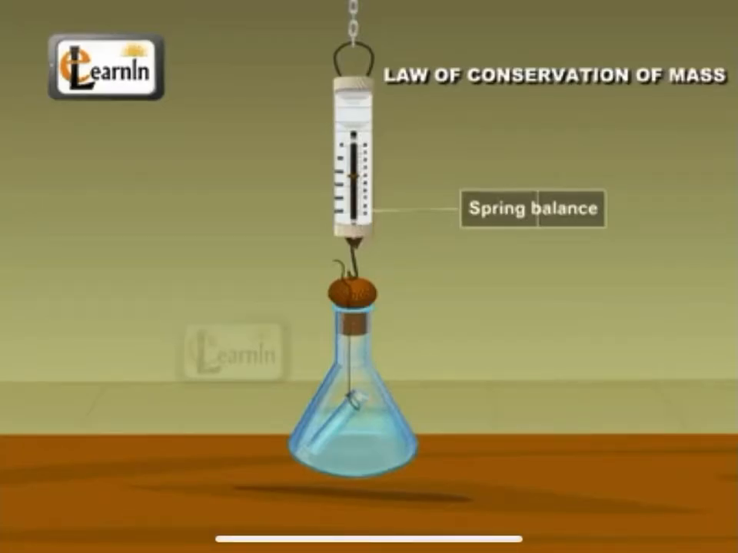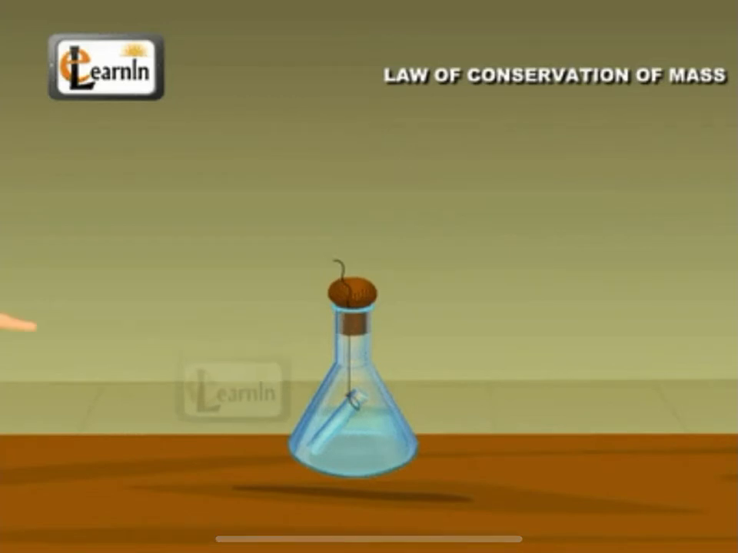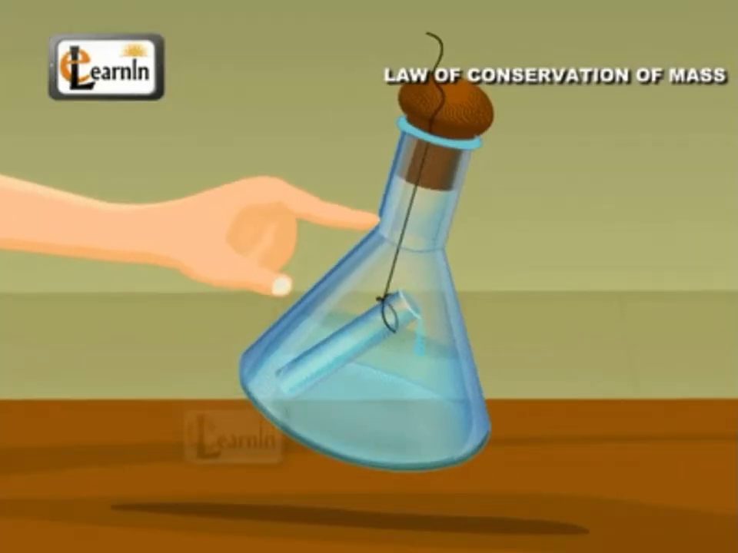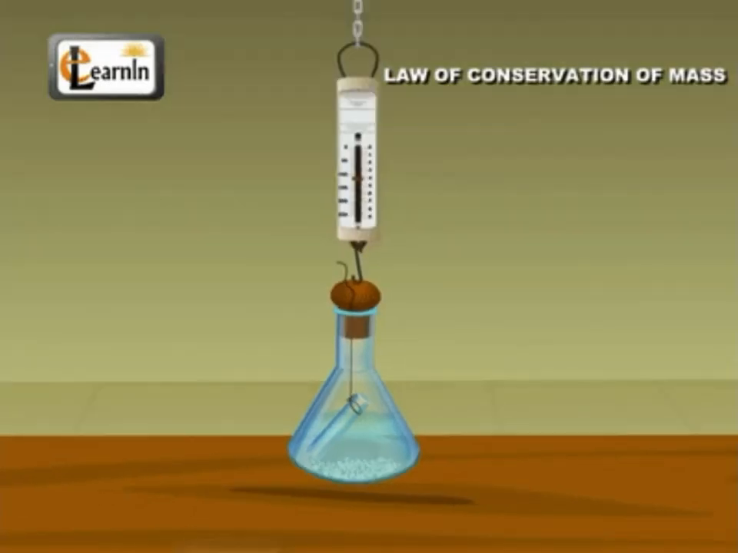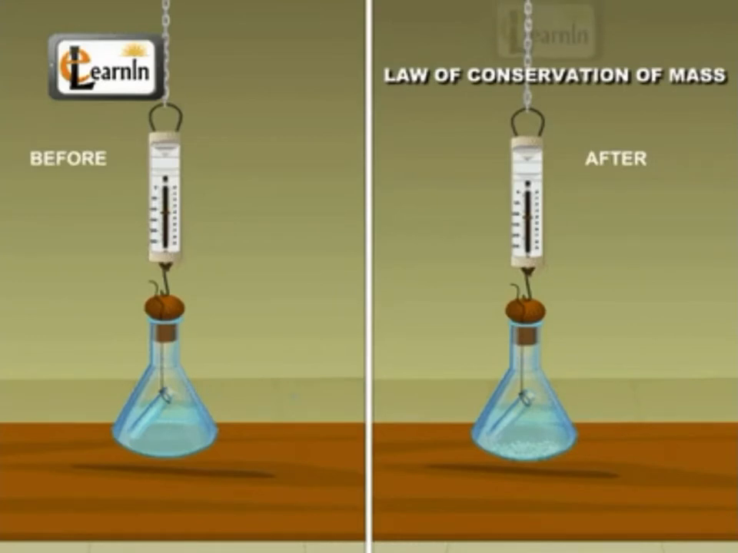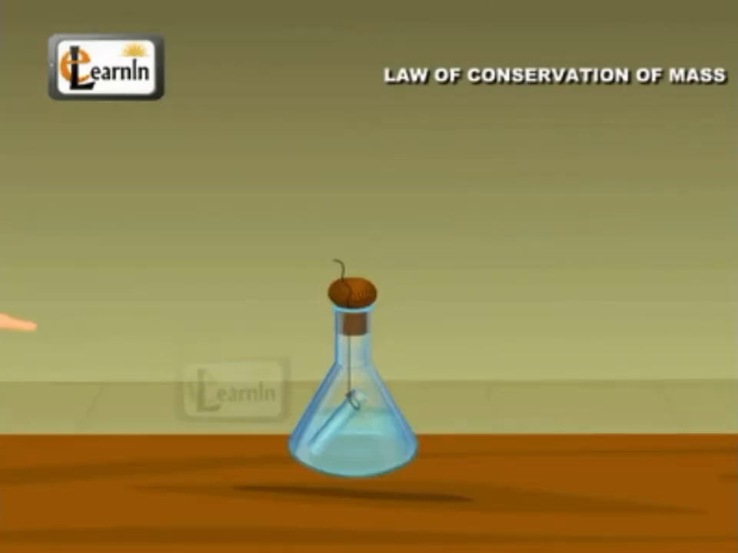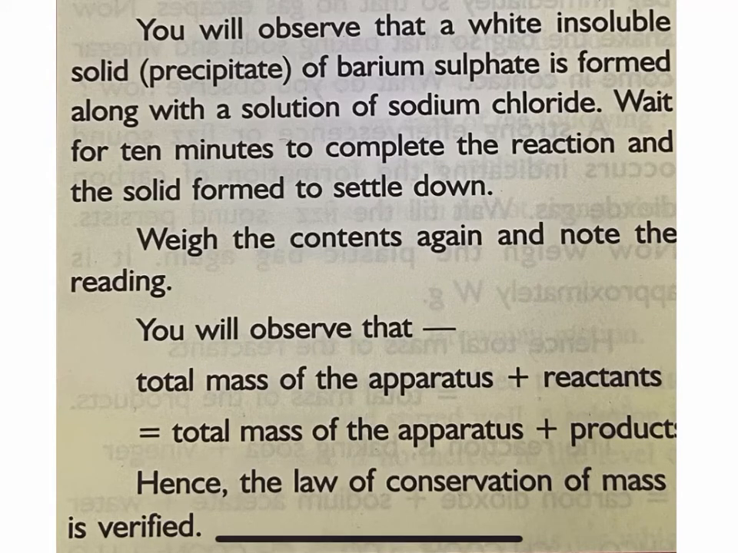Look at the experiment once more. You can see a white insoluble precipitate of barium sulfate is formed. Let us now look at the observations. You will observe that a white insoluble solid precipitate of barium sulfate is formed along with a solution of sodium chloride. Wait for 10 minutes to complete the reaction and the solid form to settle down.